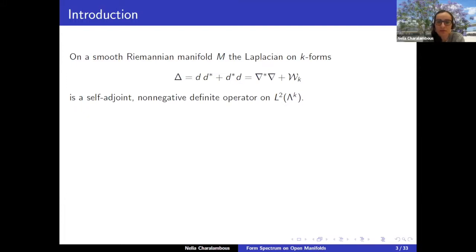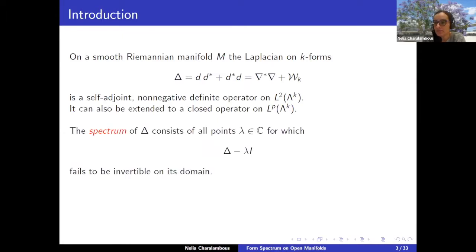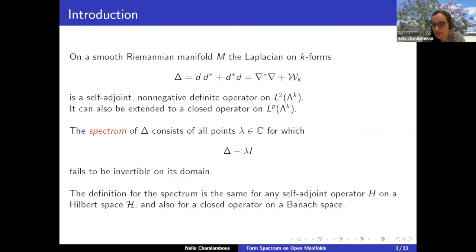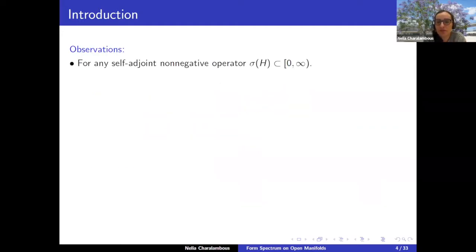It can also be extended to the space of LP integrable K-forms. We'll talk later about how one does that. And the spectrum of the Laplacian consists of the set of points in the complex plane where the Laplacian minus this point times the identity fails to be invertible on the respective domain where we're looking. This definition is the same for any self-adjoint operator on a Hilbert space, but also for any closed operator on a Banach space.